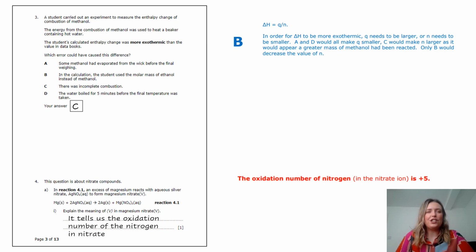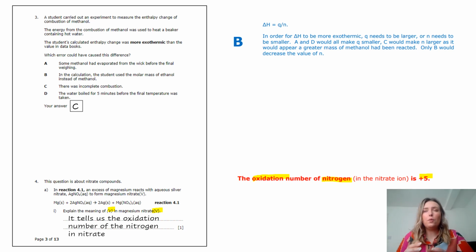Question 4 then, we're on to the written questions. This question is an incredibly common question. It's not really got anything to do with enthalpy change, but it's one that's worth reminding ourselves about. It says explain the meaning of the Roman numerals in the name magnesium nitrate(V). There's 3 things that you must have here. You must have that this relates to oxidation number or oxidation state. You must have that it's referring to the element nitrogen, not nitrate, okay, specifically nitrogen. And you must also have the plus 5, not just 5.